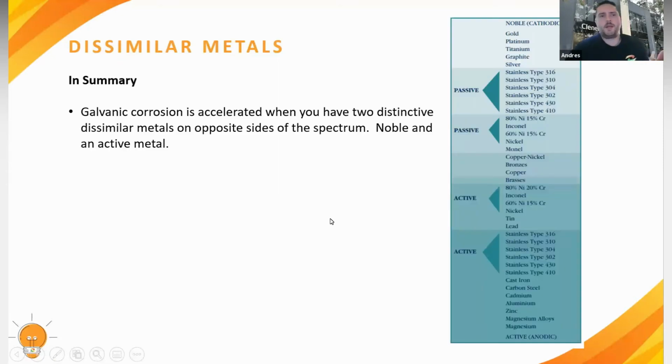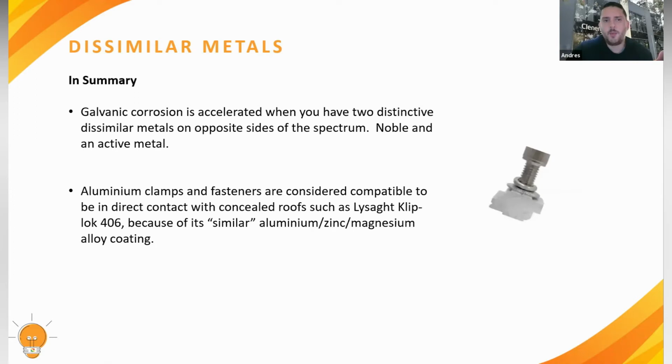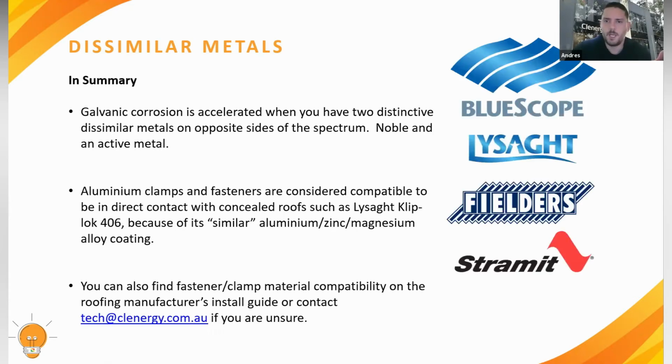In summary, galvanic corrosion is accelerated when you have two dissimilar metals on opposite sides of the spectrum, noble and active metal. Aluminum clamps and fasteners are considered compatible to be in direct contact with concealed roofs such as Clip Lock 406 because of its similar aluminum zinc magnesium alloy coating. Also, the majority of these brands are covered here: BlueScope, Lysaght, Fielders, and Stramit. We can also find more information about the material compatibility, or contact us at tech@clenergy.com.au if you are unsure. We can check this for you and also provide a technical feasibility of your materials.